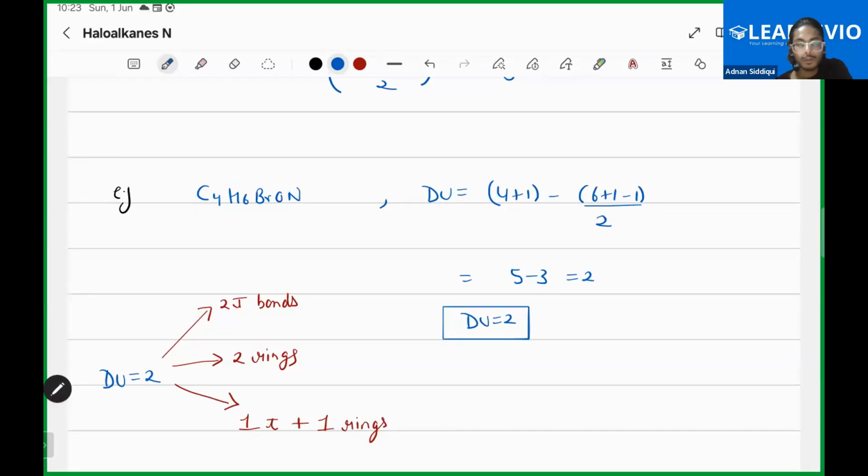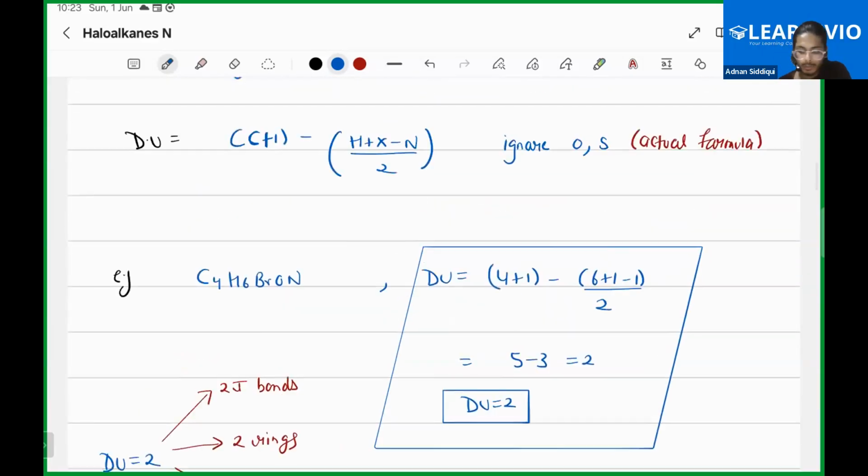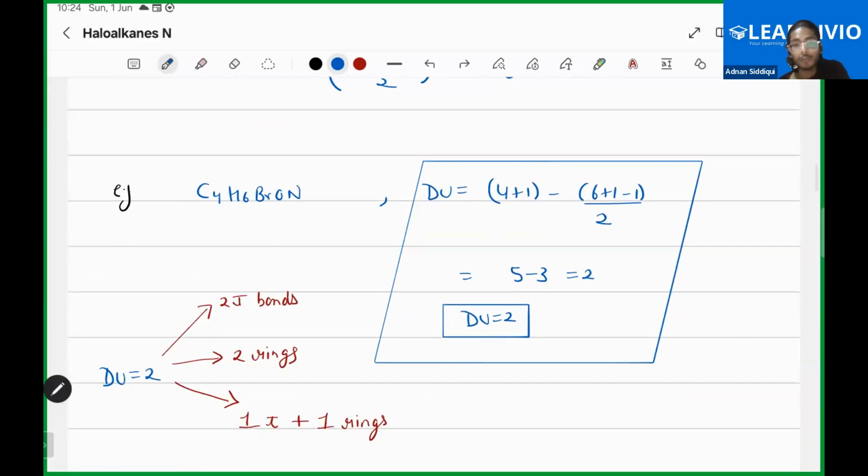So first of all, how can you calculate the degree of unsaturation for this? How many carbons do we have? 4. How many hydrogens? 6. And 1 nitrogen. We have oxygen, right? But we are supposed to ignore it. We have to ignore oxygen or sulfur. So if I put the values, I will get degree of unsaturation 2. So what does this mean? What does degree of unsaturation 2 signify?